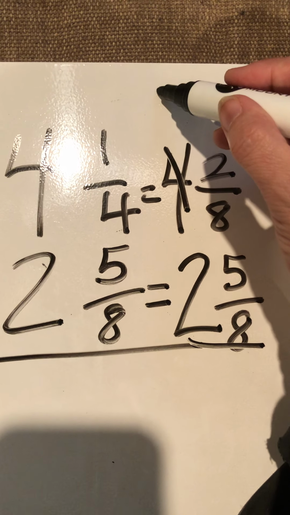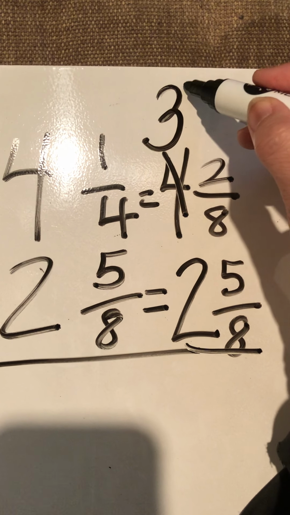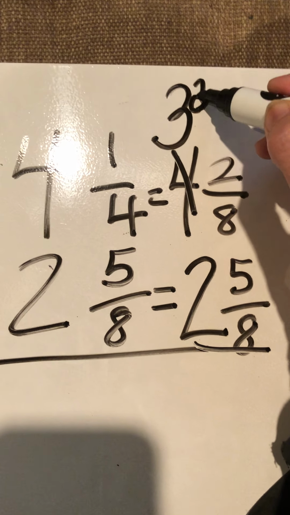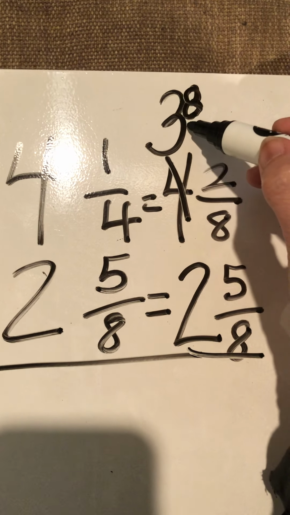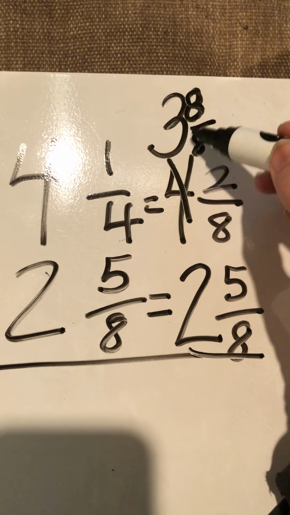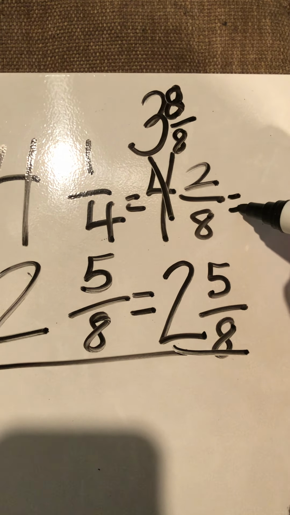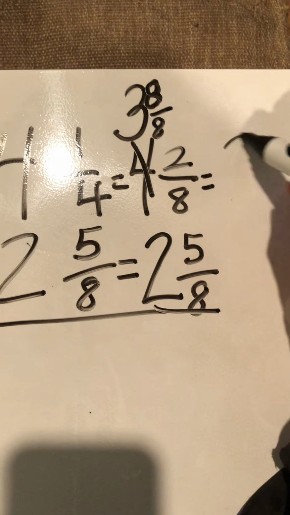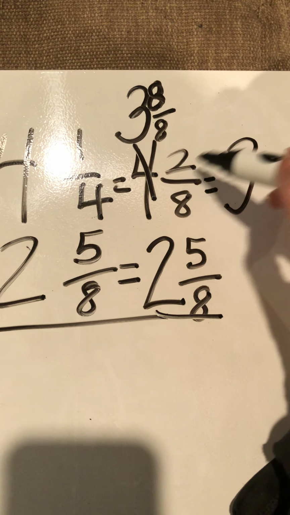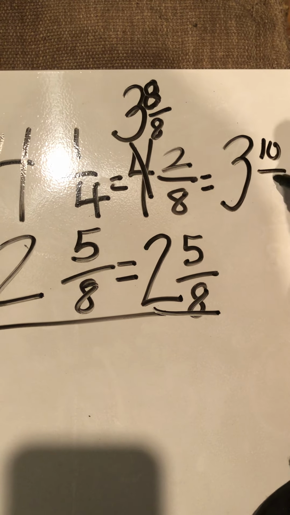And I'm going to make it 3 and, sorry, we're not doing thirds. We're not doing thirds because this is an 8. I need 8s. So I'm going to change this to 3 and 8/8. And then I'm going to add the 8/8 to the 2/8 here. So I'm going to have 3 and 8/8 and 2/8 is 10/8.